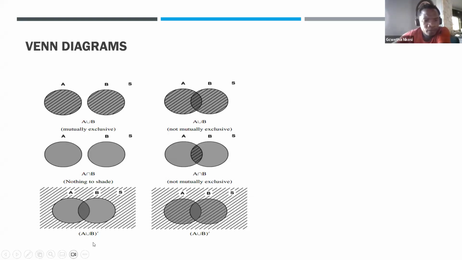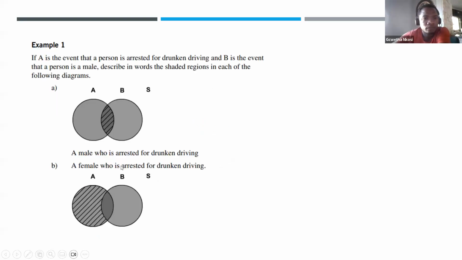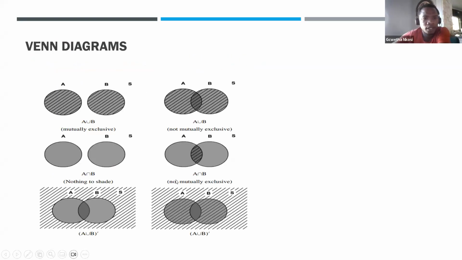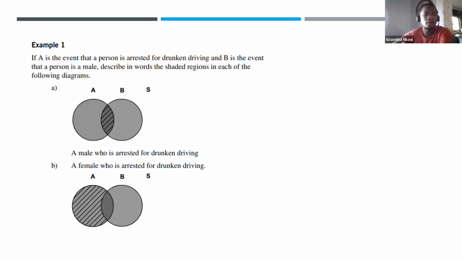Now there is that representation at the bottom, A union B, all of that complement. How do you shade that? You shade it in this particular order in the sample space. And when they are not mutually exclusive, how do you shade that? You shade it in that particular order as well. The intersection is not to be shaded. Okay, I'm running fast.